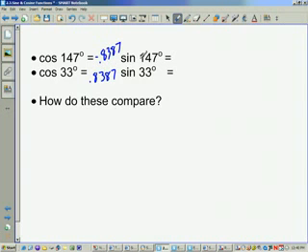Now if we do the sine of 147, that answer is 0.5446, positive, and the sine of 33 is 0.5446. Notice how for the reference angle and the angle itself, the numbers are the same, but sometimes over here it's negative, but over here it's positive.